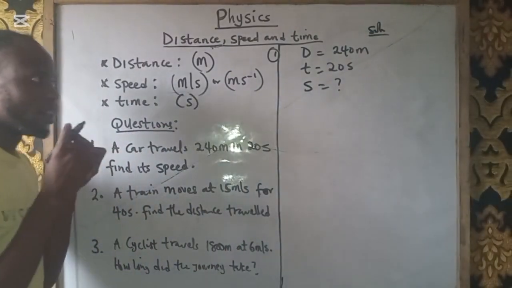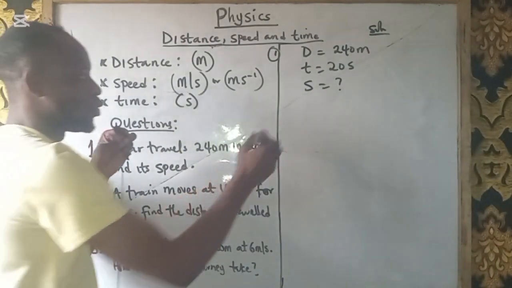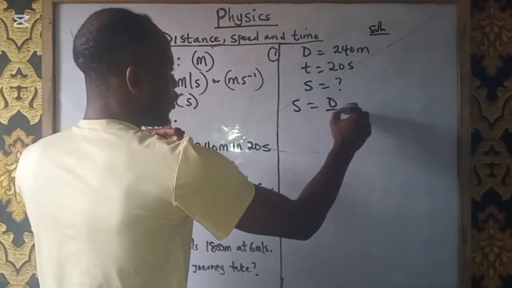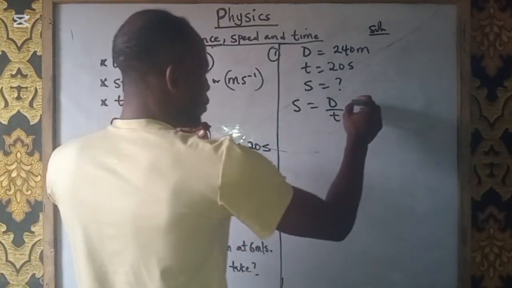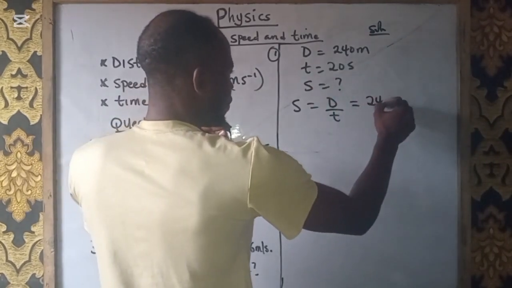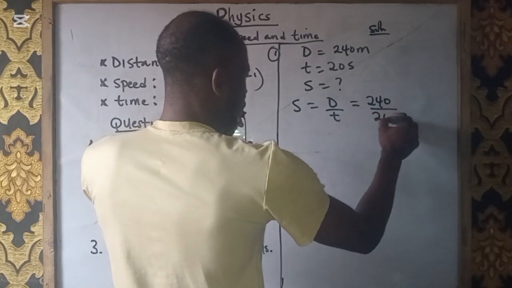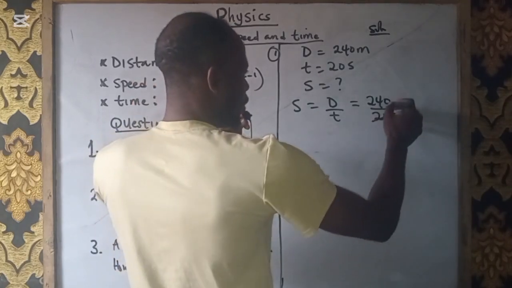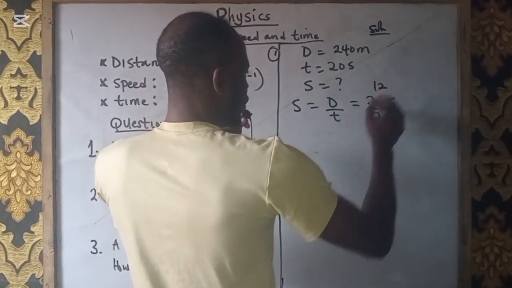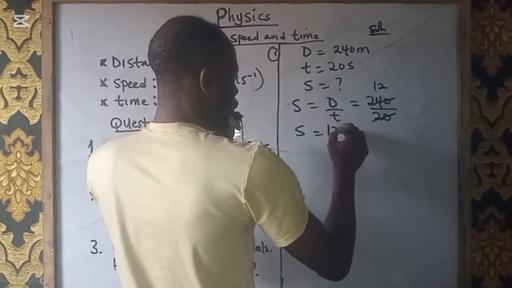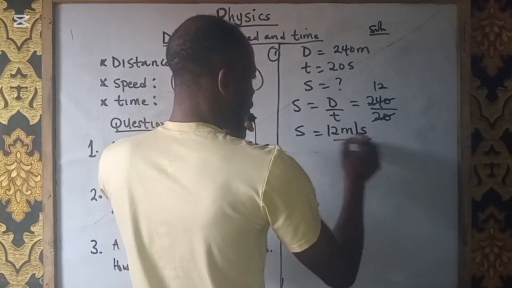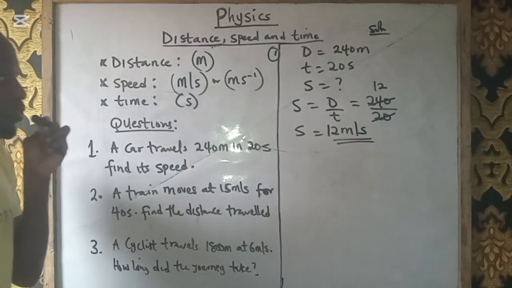So remember the formula. We are looking for S. Speed will be equals to what? Distance over time. So let's replace our value. Distance is 240 and the time is 20 seconds. So I can cancel out this here 1, this here what? 12. So we have our speed to be equals to 12 meters per seconds. That's how to solve the first one, okay?